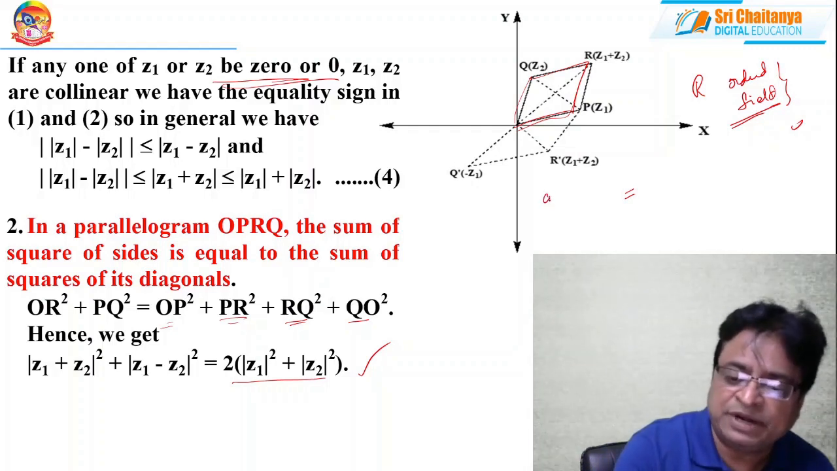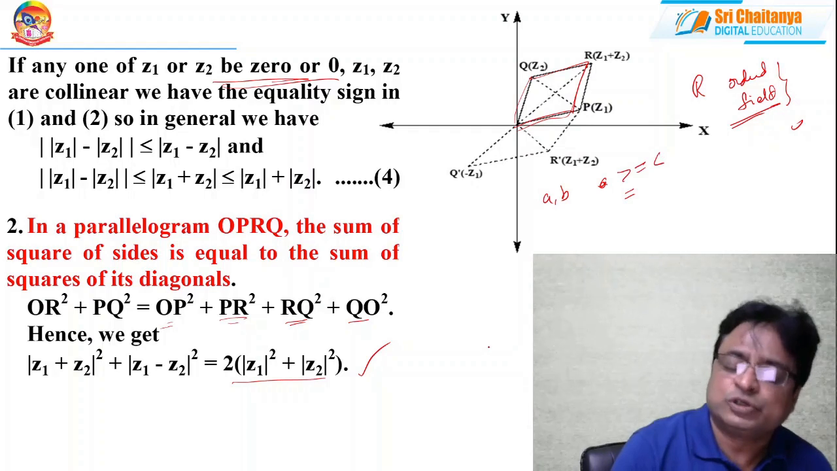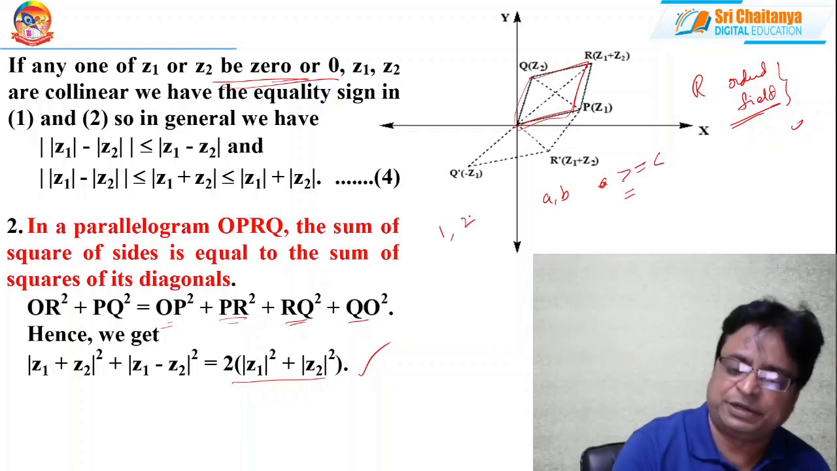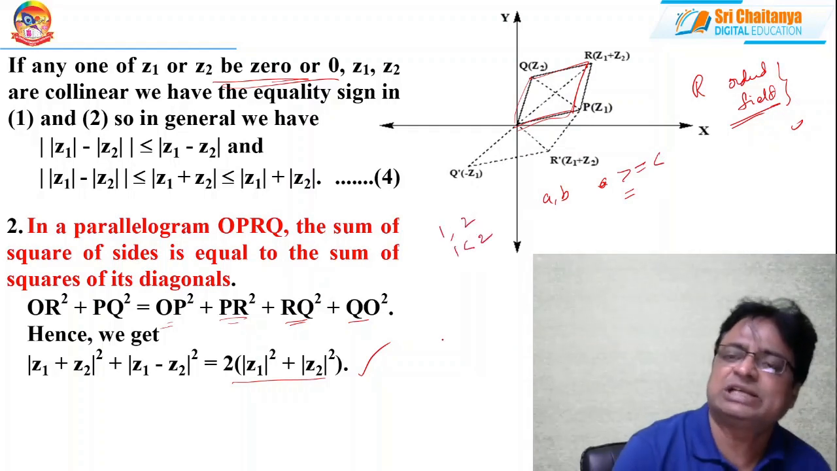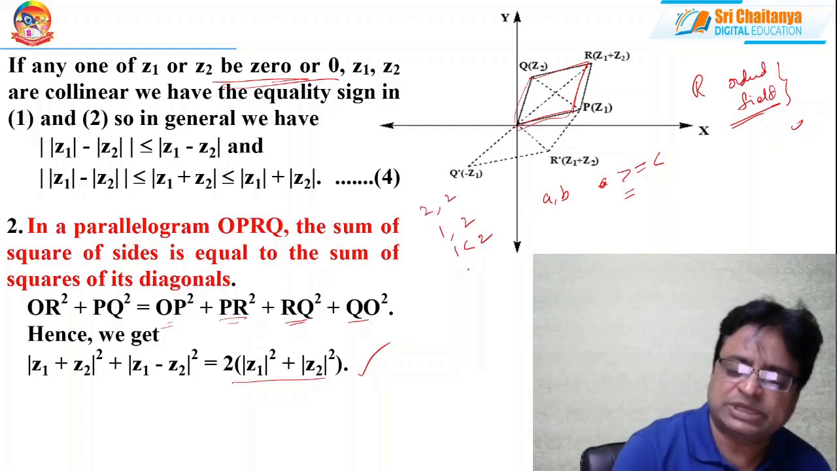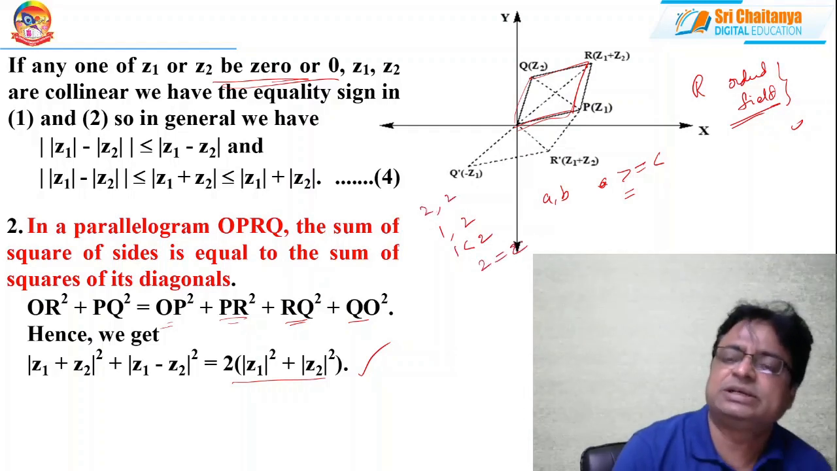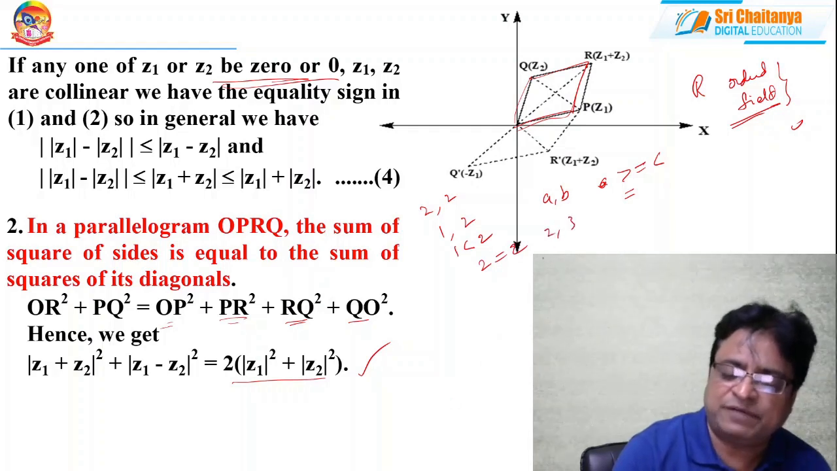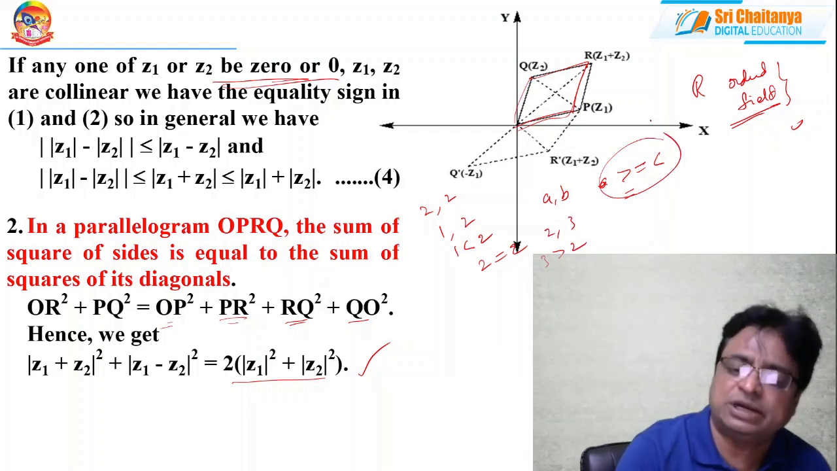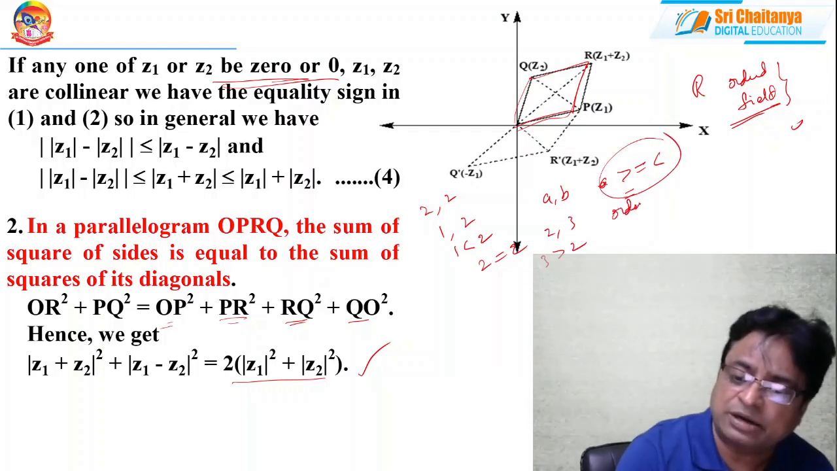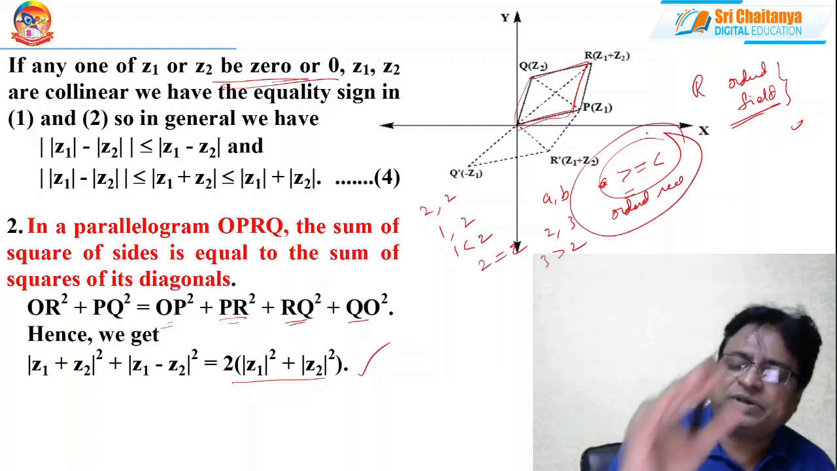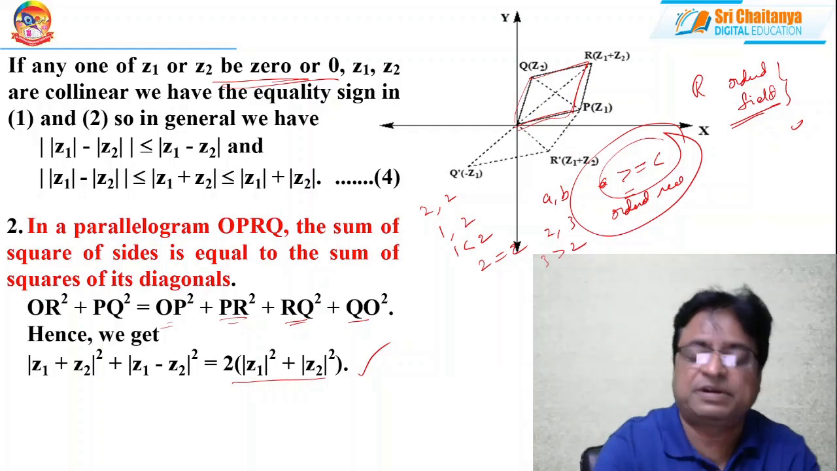That means between any two real numbers, there exists a relation: greater than, equal to, or less than. Suppose 1 and 2 are given, then you can write 1 less than 2. Suppose 2 and 2 are given, then you can write this is equality. Suppose 2 and 3 are given, then you can write 3 greater than 2. So any one of the relations holds good. This is called the order relation. But except this, all the field properties hold good even for complex numbers also.